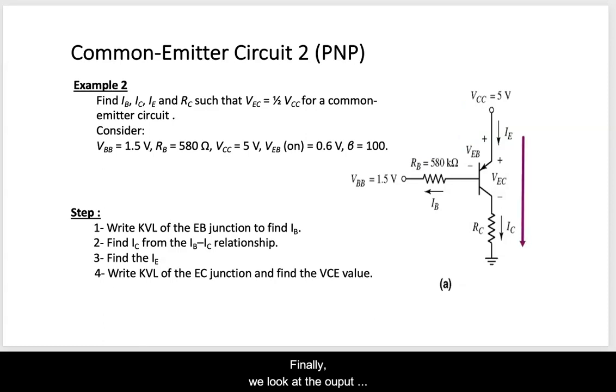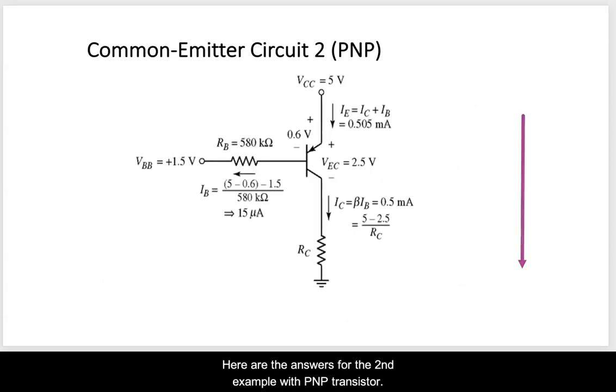Finally, we look at the collector emitter output loop. Write the KVL of the EC junction and find the VEC value. Here are the answers for the second example with PNP transistor.